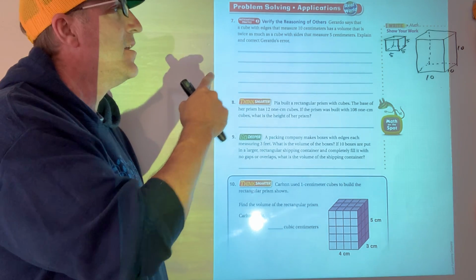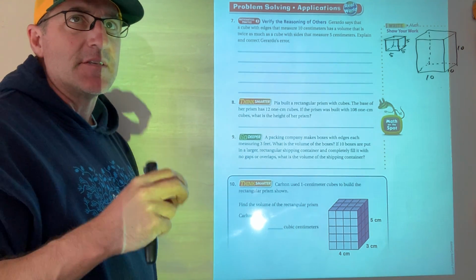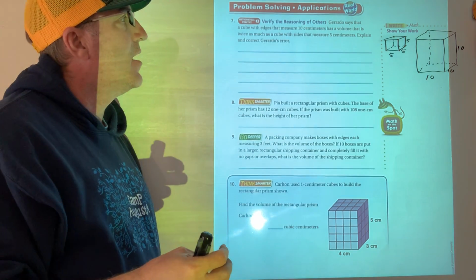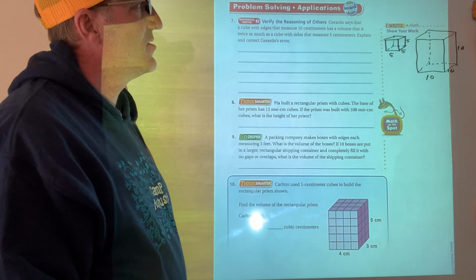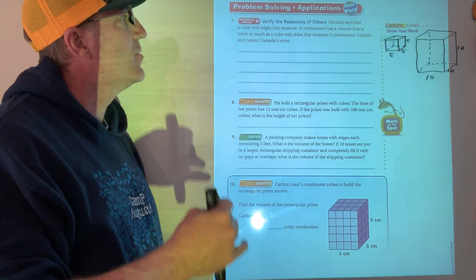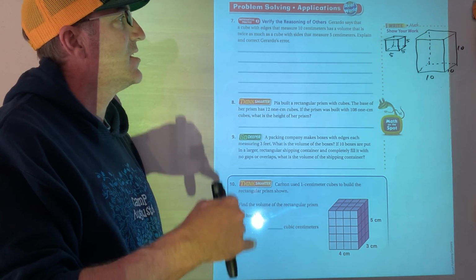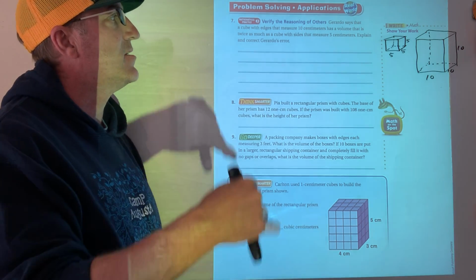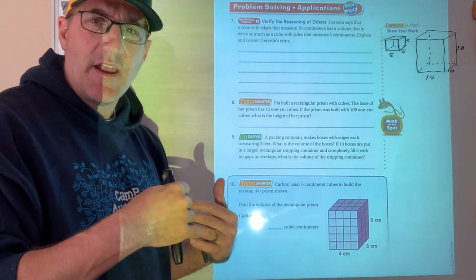This first one, I'm going to take a little bit of time to try to explain it, because I want it to make sense to you, and because it's a really common mistake. It says, verify the reasoning of others. Gerardo says that a cube with edges that measure 10 centimeters has a volume that is twice as much as a cube with sides that measure 5 centimeters. Explain and correct Gerardo's error.